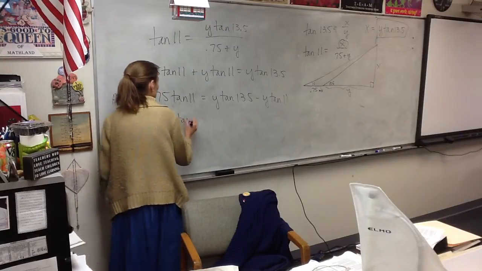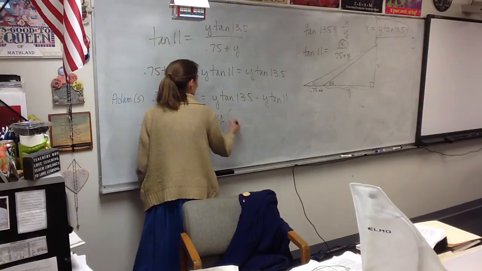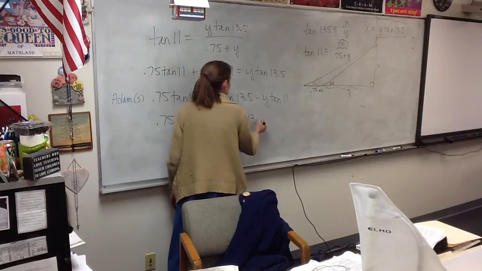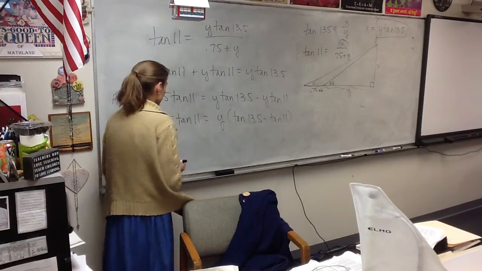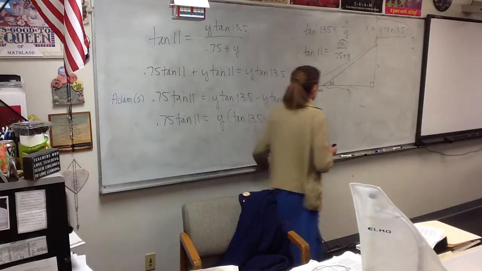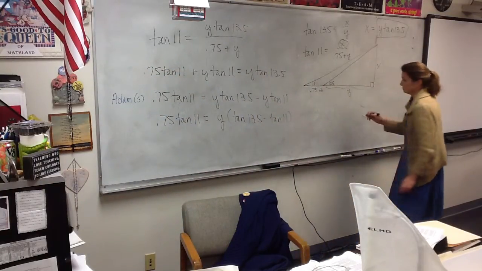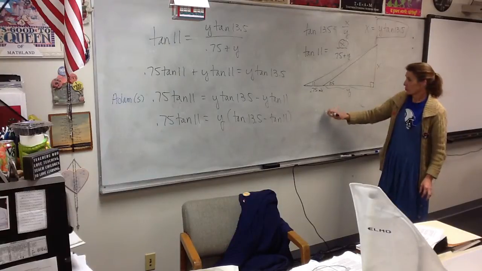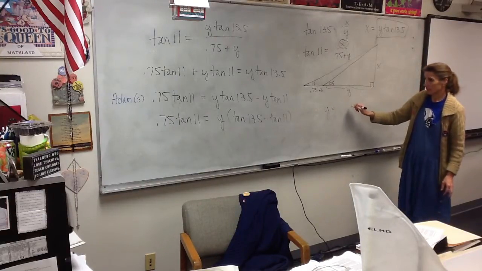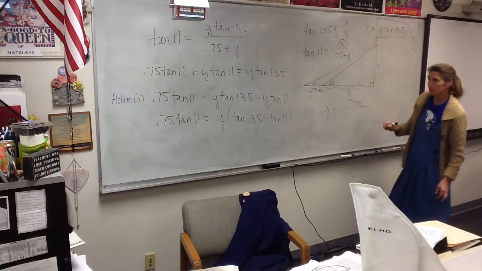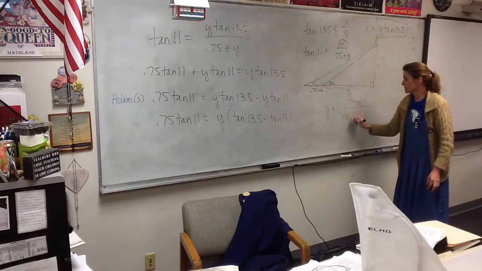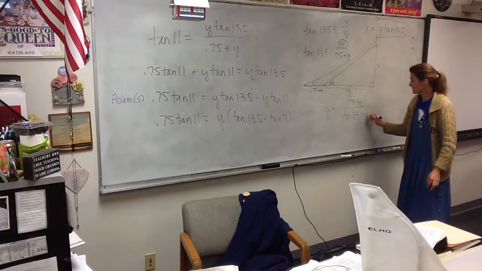Factor. First you have to take the y out so that you can divide by the parentheses. So y will end up equaling 0.75 tan 11 divided by tan 13.5 minus tan 11.